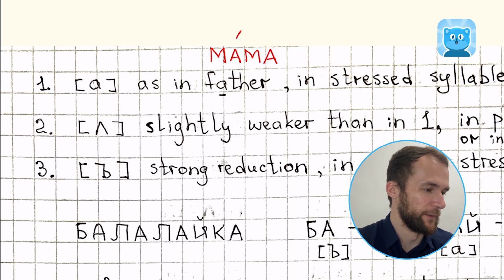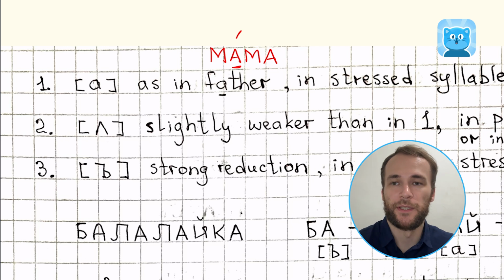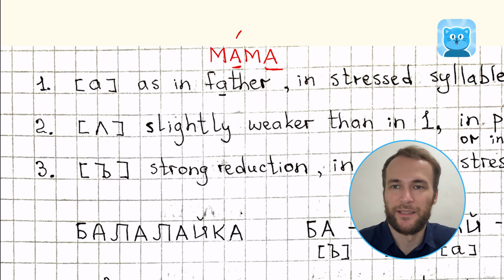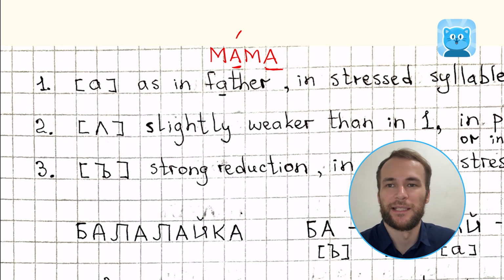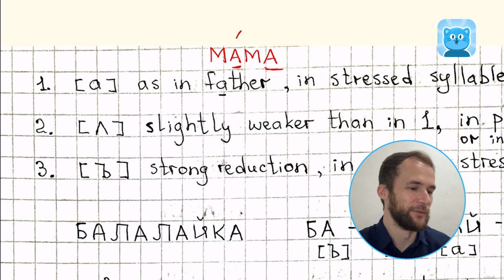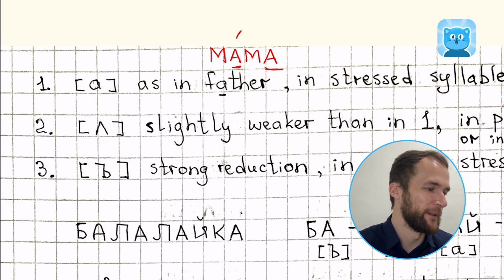Mama. This is a stressed syllable. The first syllable is stressed, but the second one is unstressed. And by the way, the second a is not pronounced as a. And here you go. I will explain the next rule.